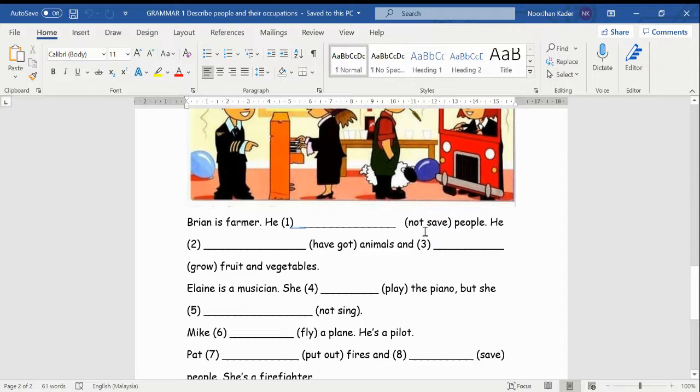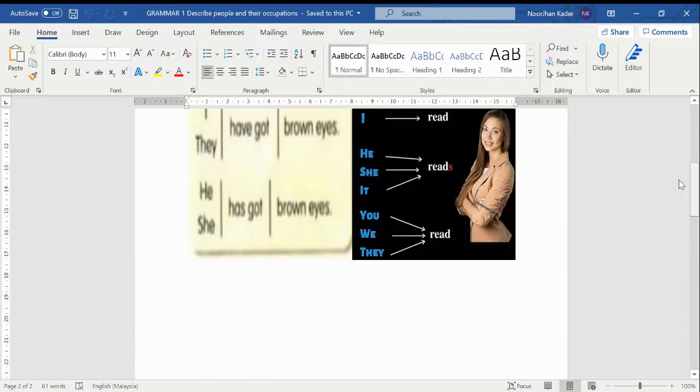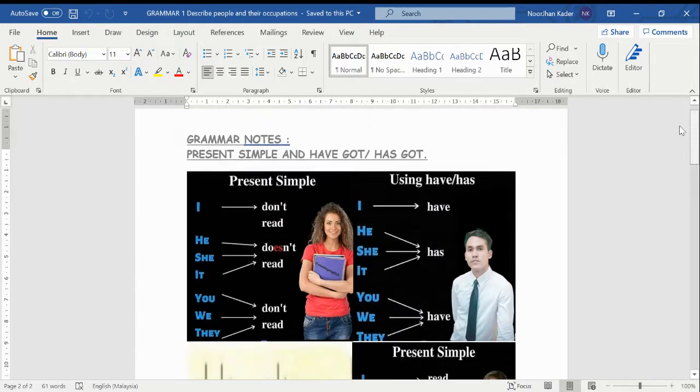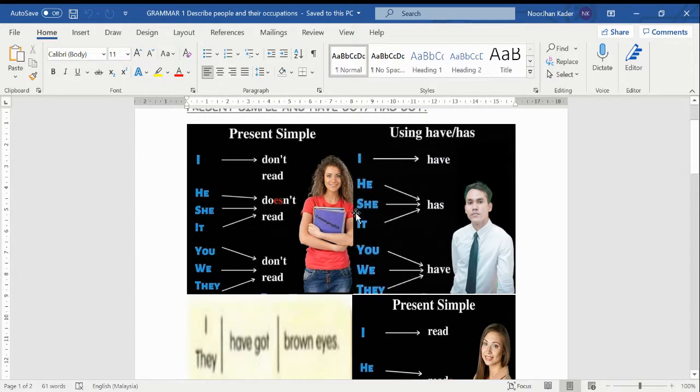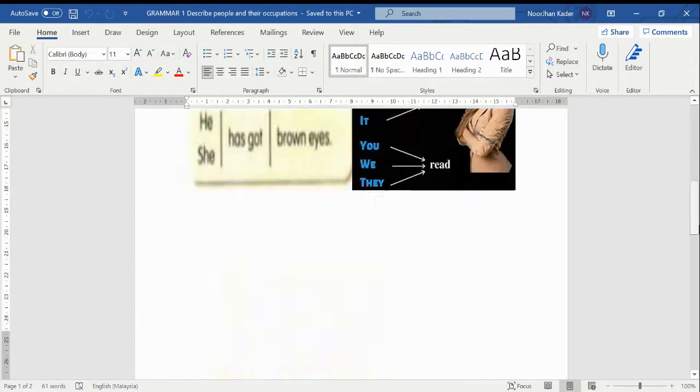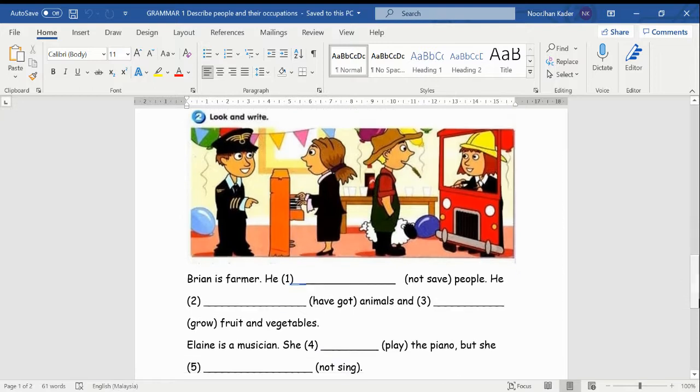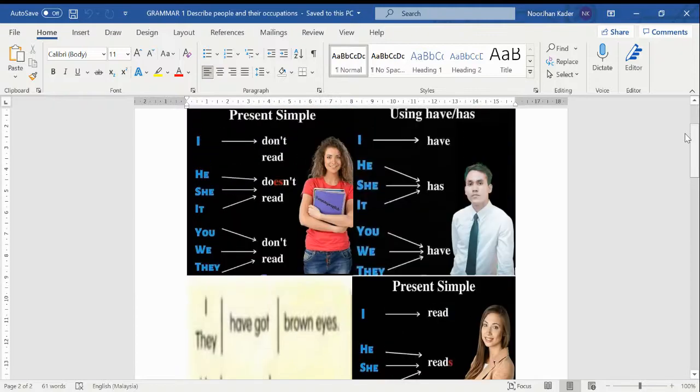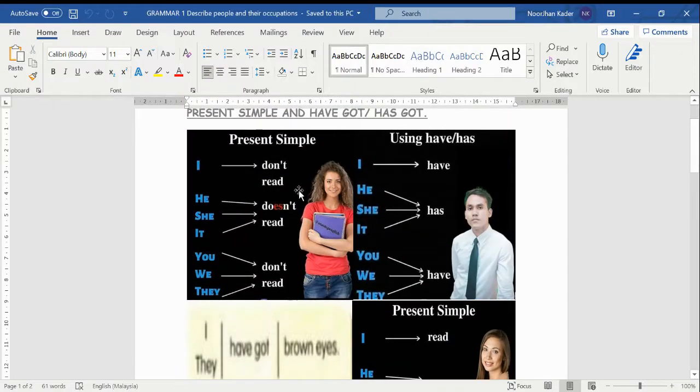It's a negative verb form. So which one is the negative one? So this is the negative one, the first one here. So Brian is he. Okay? It's a man, so it's he. So let's check he. Okay, let's check for the present simple tense for the negative form. Okay, he. The answer is he doesn't. He doesn't read.